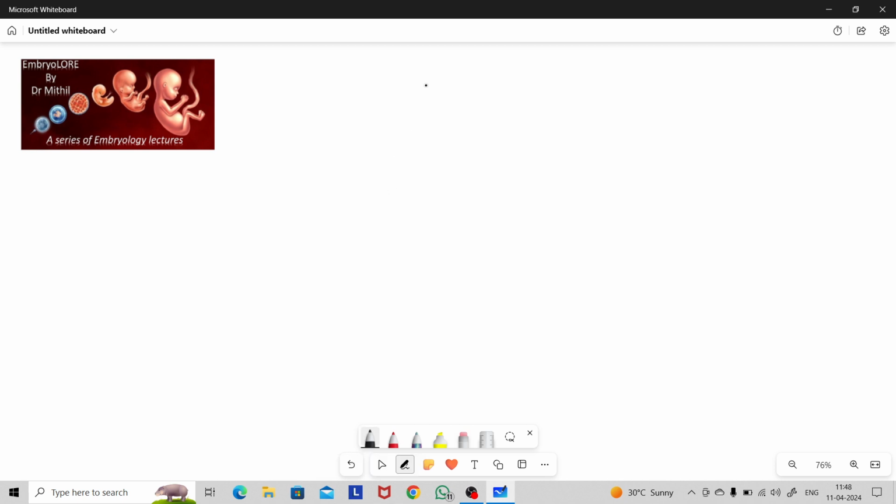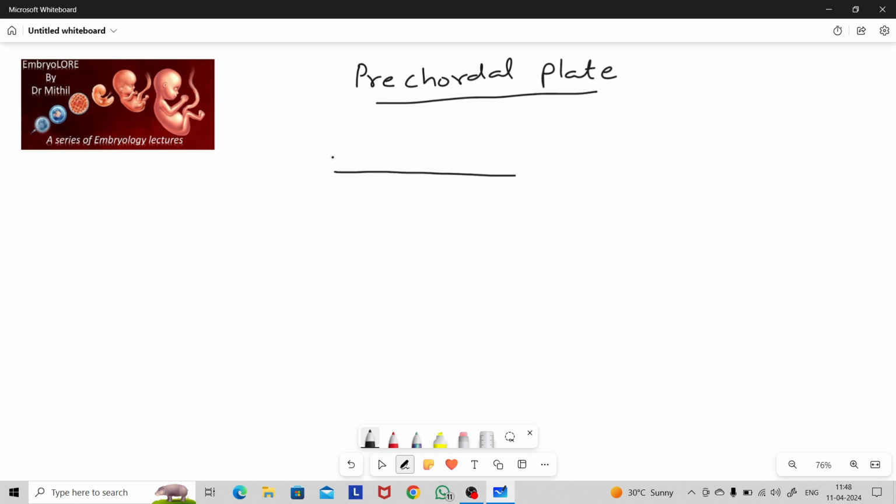So the formation of the precaudal plate. In the precaudal plate, first of all, the bilaminar disc becomes, at one end, a rounded area that becomes thicker, and that is called the precaudal plate. So what is happening at the micro level, or at the cellular level? First let us try to understand the two layers.